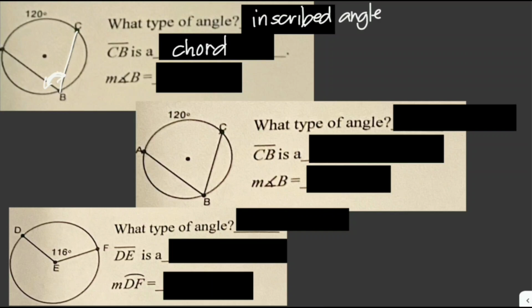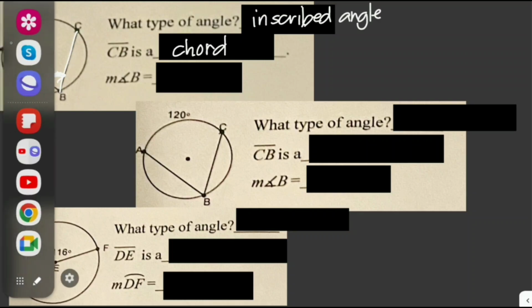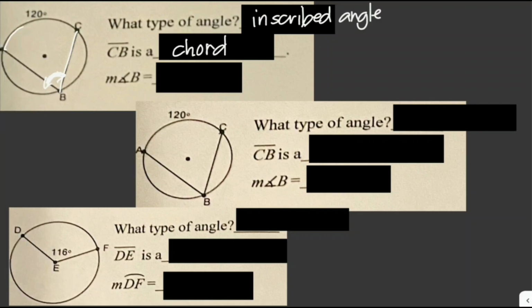And the measure of angle B, this angle here, is just one half of the measure of the intercepted arc, which is 120. So that is one half of 120, which is just equal to 60 degrees.